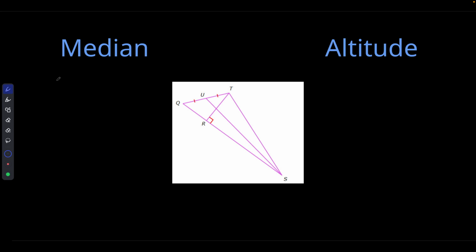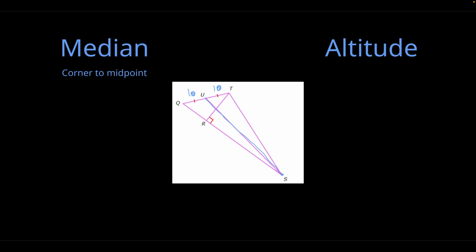Here we go. Two new words, median and altitude. Let's start with a median. A median, put simply, goes from a corner to the midpoint of an opposite side. So for example, SU starts in this corner, goes across, and it hits the midpoint, right? Because we know that these lines mean that those are equal. They could also put numbers there. Sometimes they'll put like 10 and 10. And so that would tell you, okay, SU is a median. It goes from the corner to the midpoint, right? Median, think of the median of a road, if that helps.